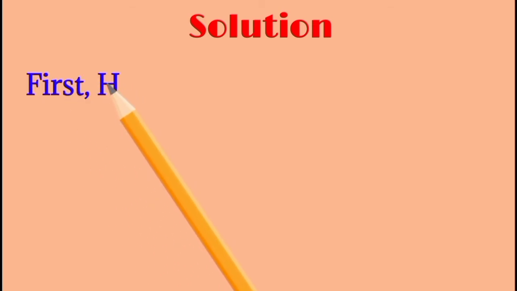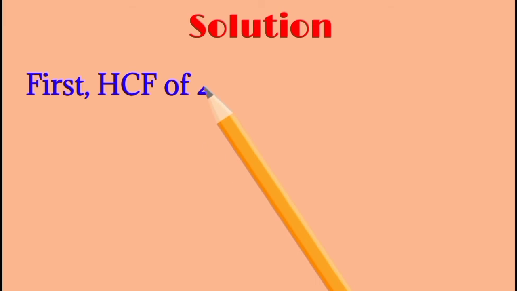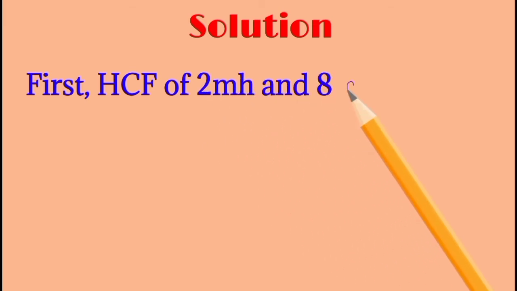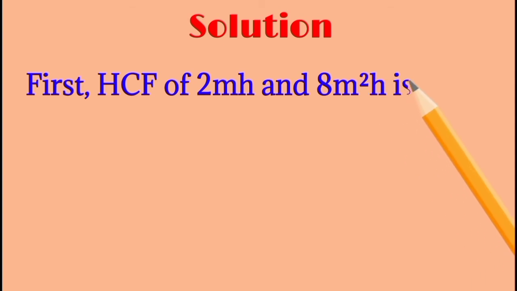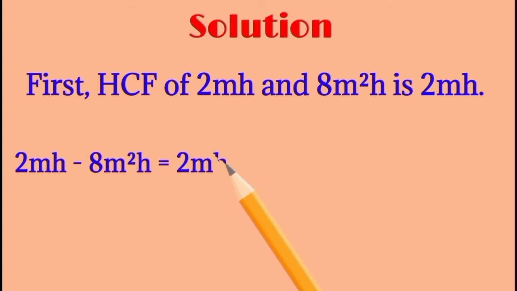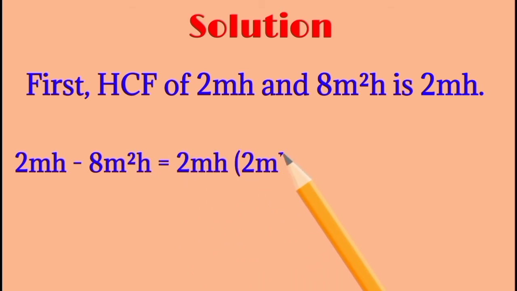The first thing you need to do is to find the HCF of the terms in the given expression. So you're going to look for the HCF of 2mh and 8m squared h. And if you do that rightly, you will discover that the HCF is 2mh. So what do you do with this 2mh? You use this 2mh to divide each term in the expression, but take note, you will retain the HCF.